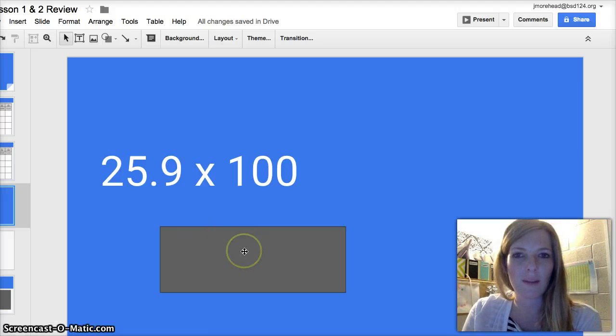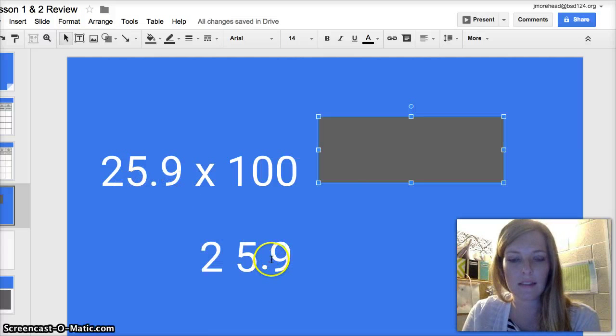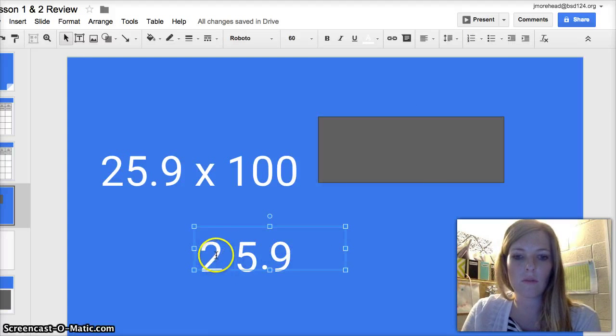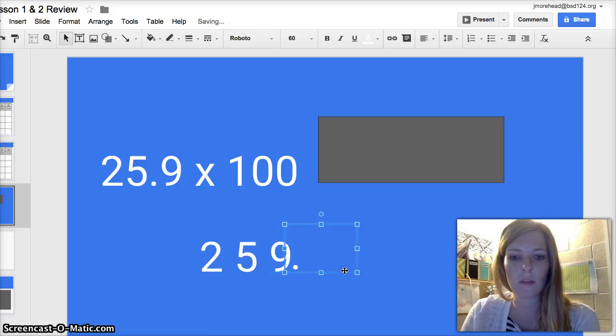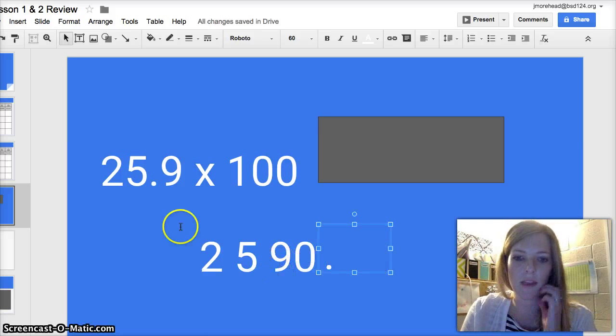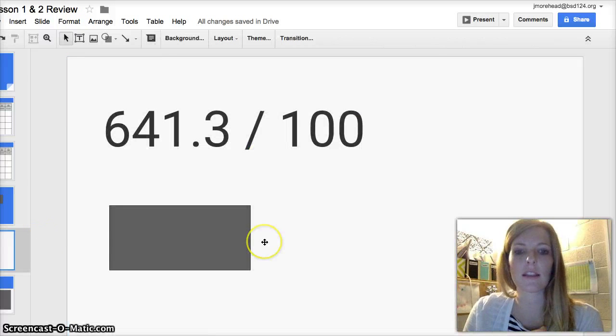So if you have unpaused the video, that means that you have solved this already, and you know that I'm starting with 25 and 9/10, but I'm going to be making it larger 2 decimal places. So what I'm going to do is move my decimal over. There's one hop and another hop, but now I have an empty space. I need to add a 0 in there. So my final answer is 2,590. Okay, let's try another one.